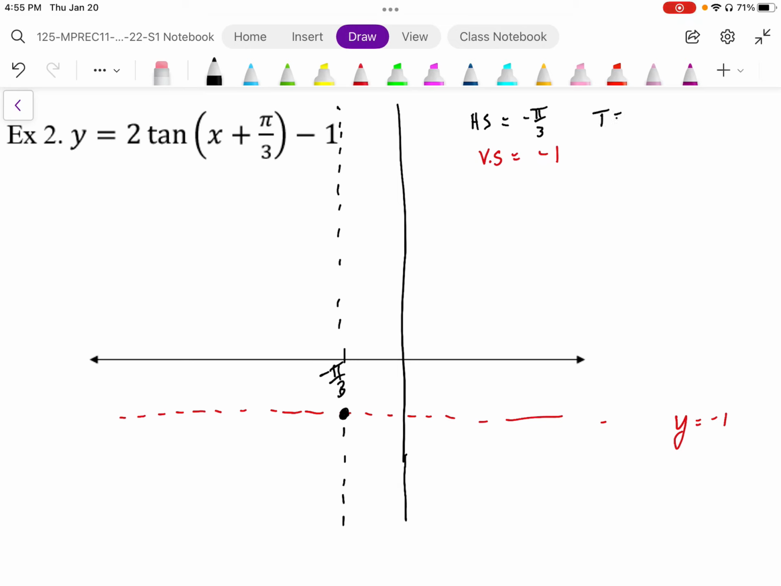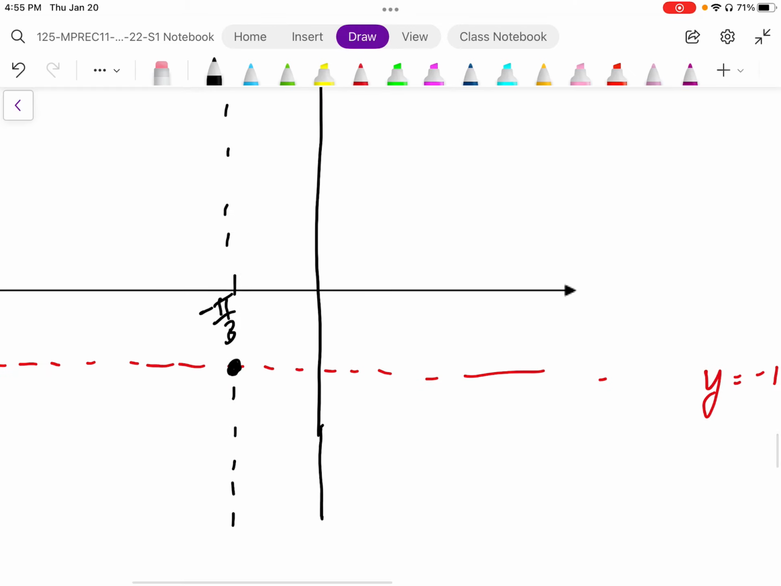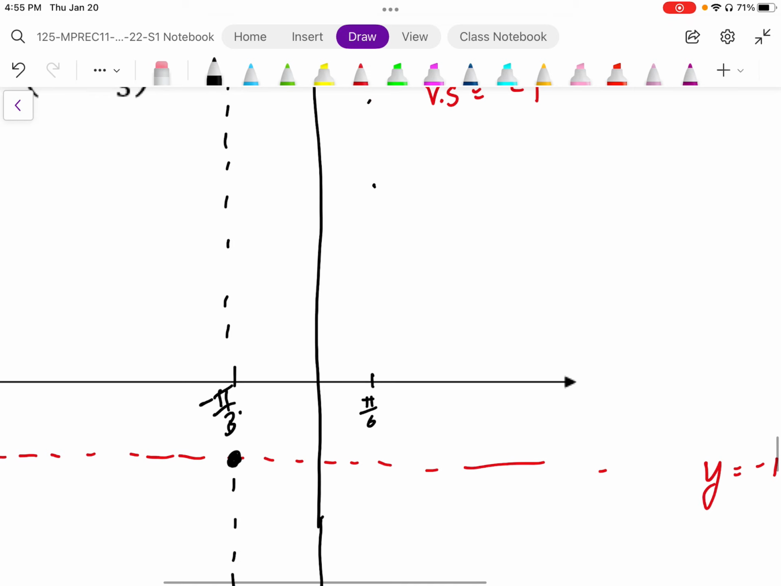My period is pi. Okay, so for tan graphs, since it is going left and right half of the period, I'm going to go to the right pi over 2. That means I got to locate where pi over 2 is. So I have to start at negative pi over 3 and add pi over 2. So I'm going to use a common denominator of 6. So that's negative 2 over 6 plus 3 over 6. Okay, and that's going to give me 1 over 6. So right about here, that's going to be about positive 1 over 6, and that's going to represent the right edge of that tan graph.